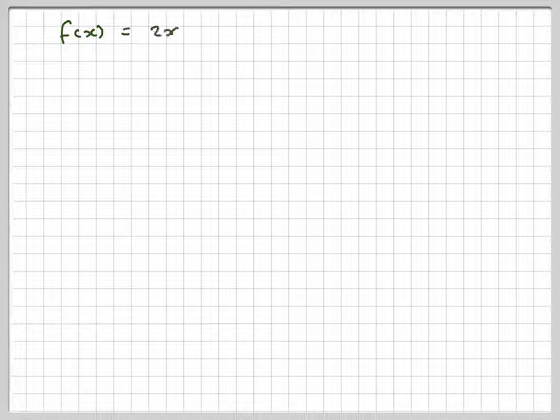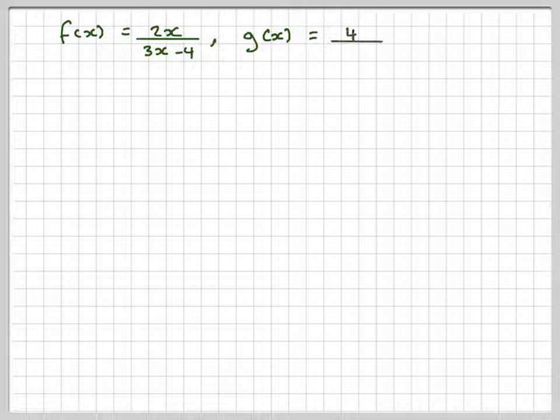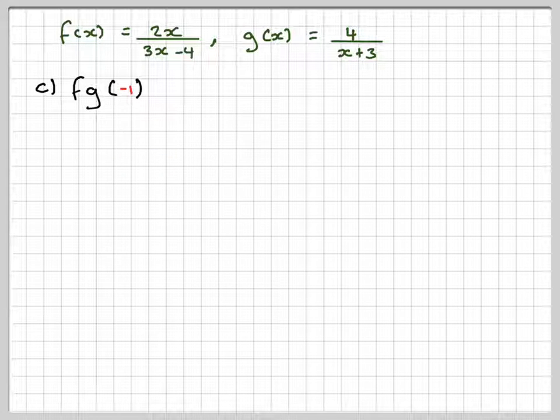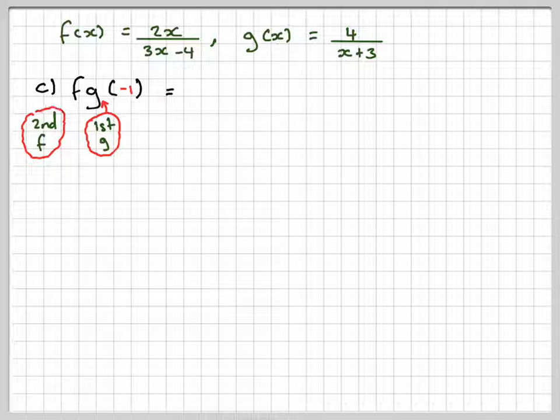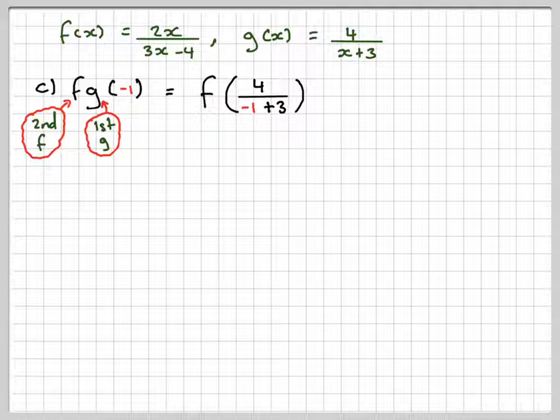Right, so we've got f of x is 2x over 3x minus 4, and g of x is equal to 4 over x plus 3. So we have to find fg of minus 1. So that means first do g, and then do f. Right, so in g we now put x equal to minus 1, we get 4 over minus 1 plus 3.